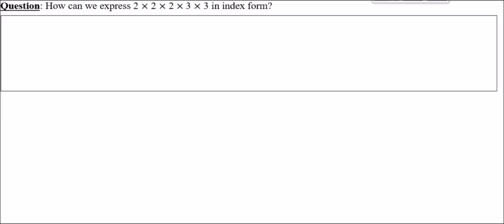Now, how can we express 2 times 2 times 2 times 3 times 3 in index form? Well, 2 times 2 times 2 is 2 cubed. 3 times 3 is 3 squared. Let's think about this in a bit more depth.